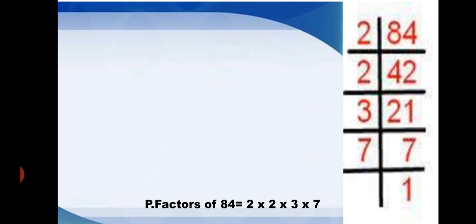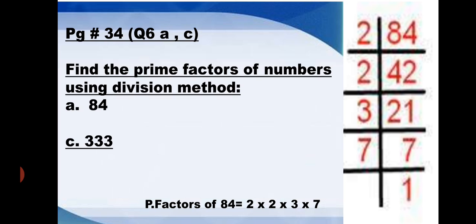And the question is: find the prime factorization of the following numbers. And it's page number 34, question number 6 AC. Using division method, find the prime factors of the number. And number A is 84. So students, we have number 84.